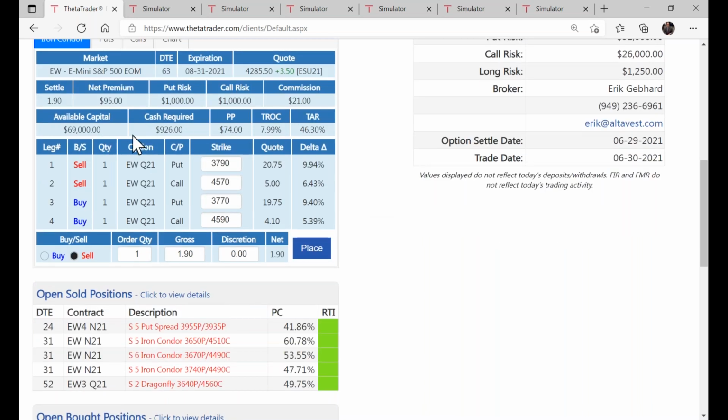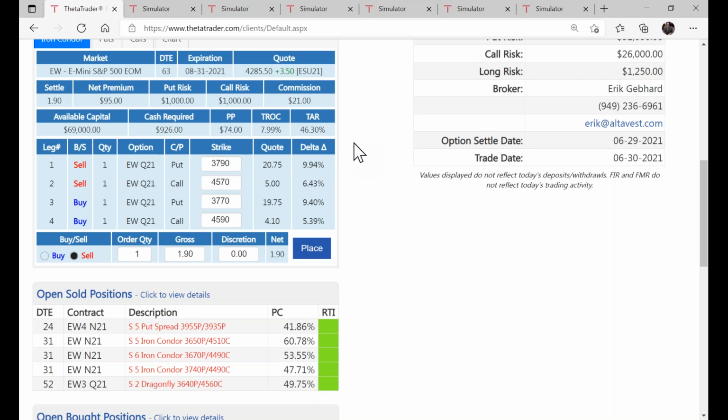The commissions. So the cash required, you can see, is $926. That's essentially the put risk minus the premium received, is really what that comes down to. But here's your profit potential at expiration, targeted return on cash, and then your targeted annualized return. Now here's a question we get. You're putting up 926, and the maximum potential here is 74.